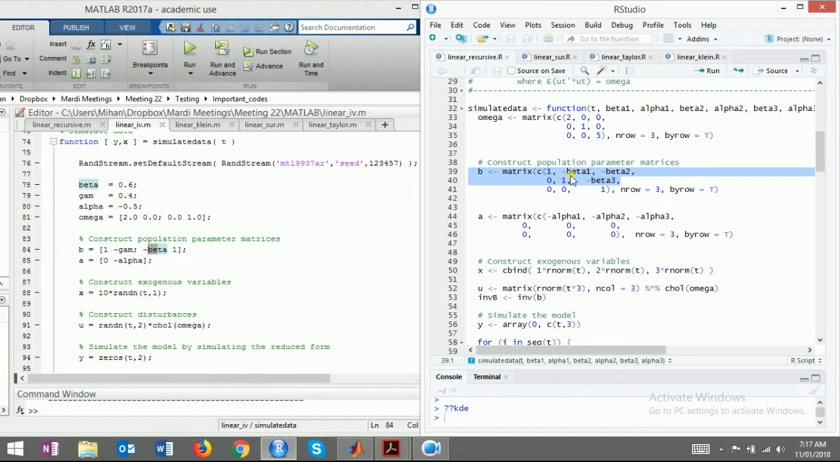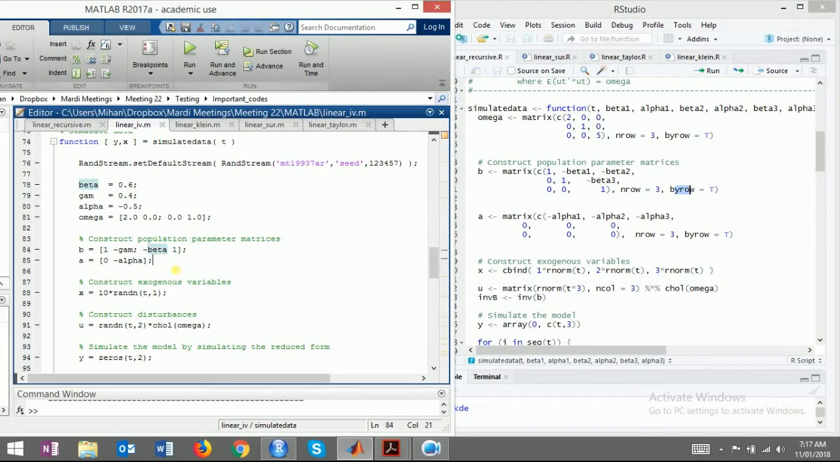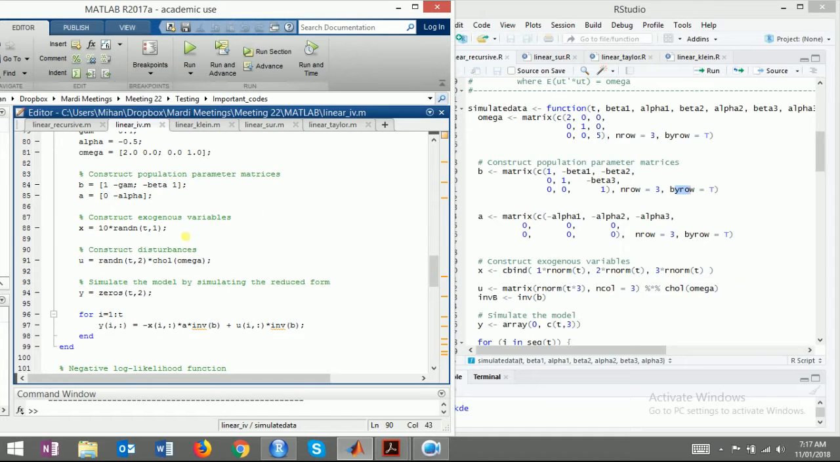A is 0 minus alpha. C matrix is combining minus alpha 1 minus alpha 2 minus alpha 3, 0 0 0 0 0 0. Okay, fine. Number of rows, fine. Construct exogenous variables, 10 is given there in the question. 100 squared, 10 square root of 100 is 10. Random number of t, rows 1 column.